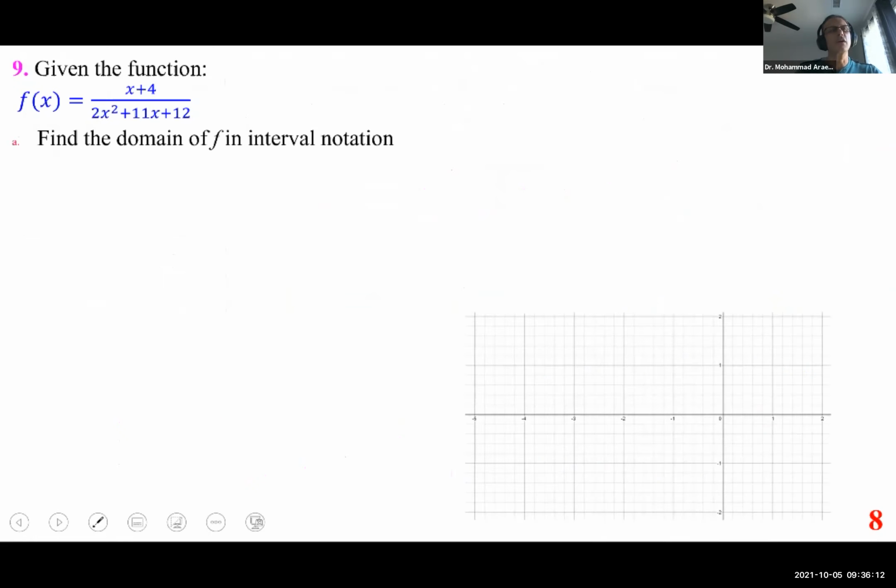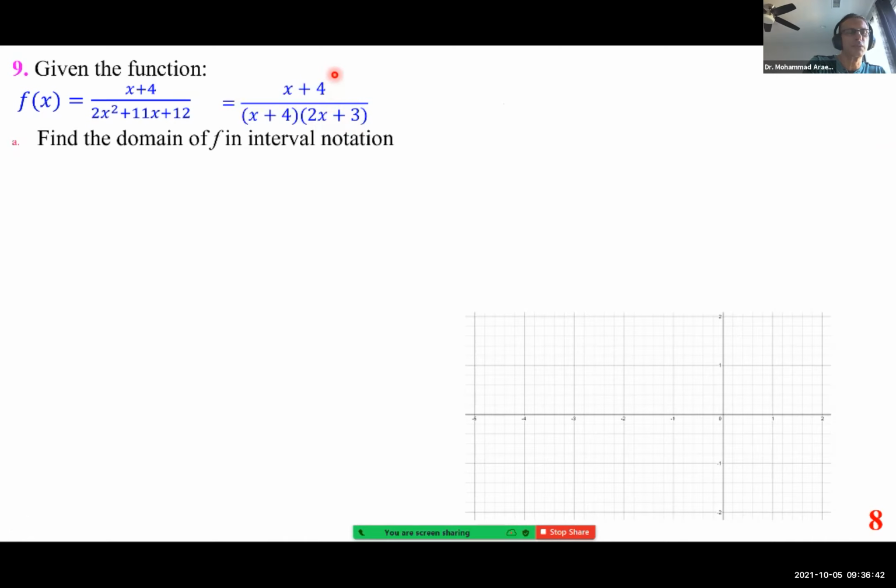We are given the following function, and we are asked to find the domain of the function in interval format. First and foremost, anytime you are dealing with a rational expression, rational equation, or rational function, if you can simplify, you must. We can factor the denominator into x plus 4 times 2x plus 3. Therefore, x plus 4 cancels out.